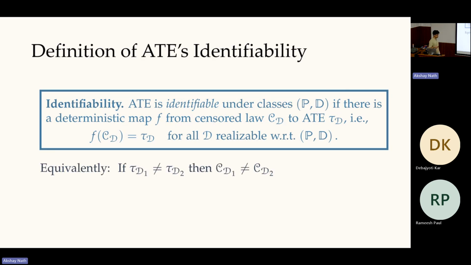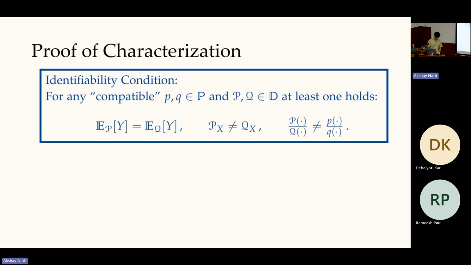Just to make this more clear, another way to phrase this is: if you have two distributions, D1 and D2, both realizable with respect to my classes, and the average treatment effects are different on these two distributions, then their censored densities must also be different. Because if these densities happen to be the same, my deterministic map will return the same value and it will be wrong for at least one of them. Okay, so that's identifiability.